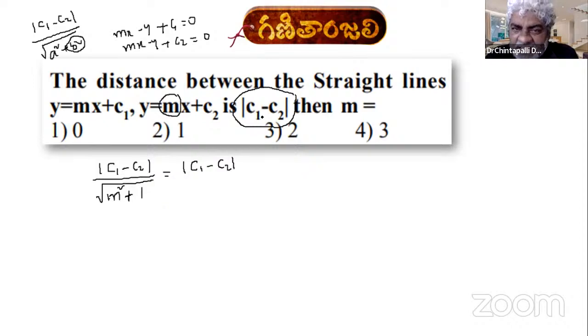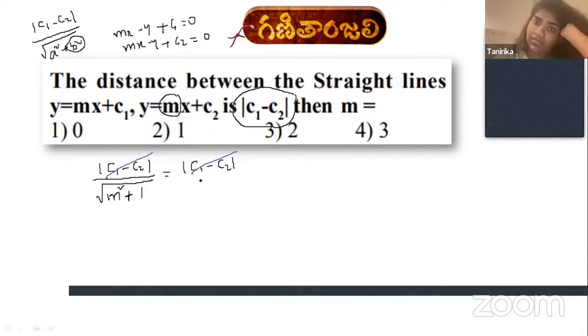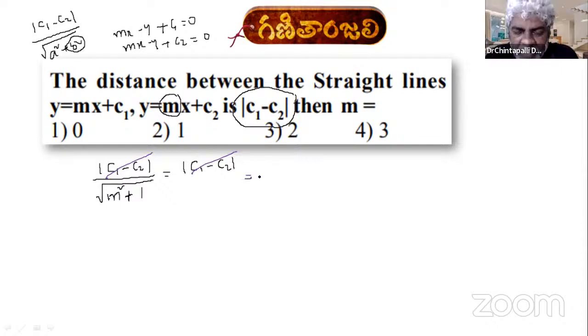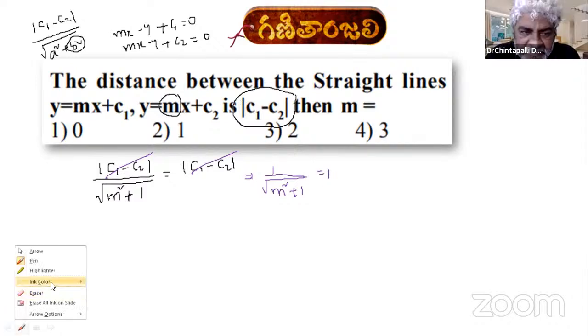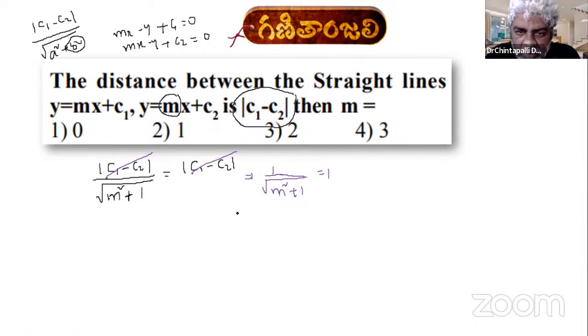It is not the formula, it is the distance. This distance is the question, right? Now you can cancel these two terms. After cancellation, we are left with 1 over root of m square plus 1, which is equal to 1 only, right? Yes, sir. By cross multiplication, root of m square plus 1 is equal to 1 only.